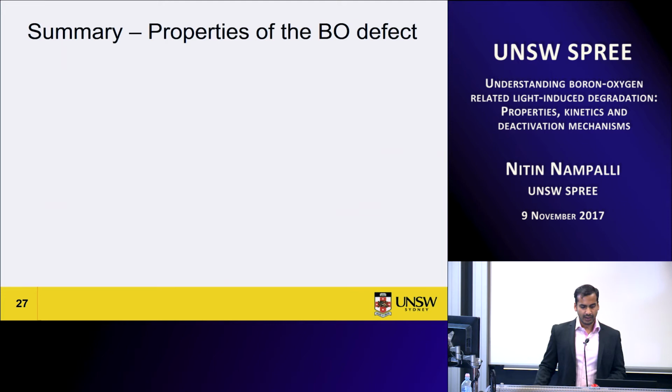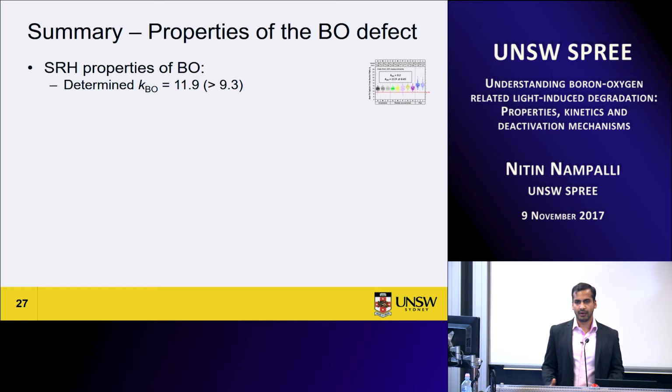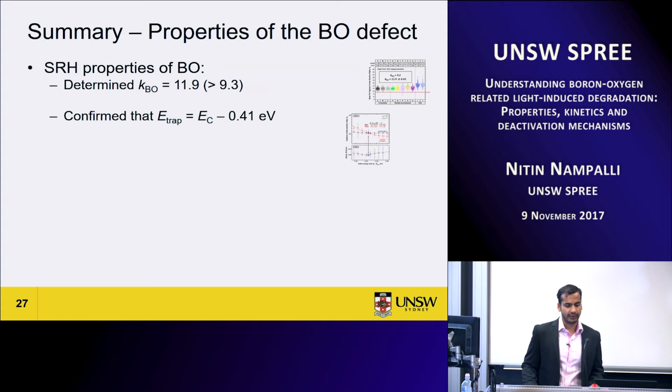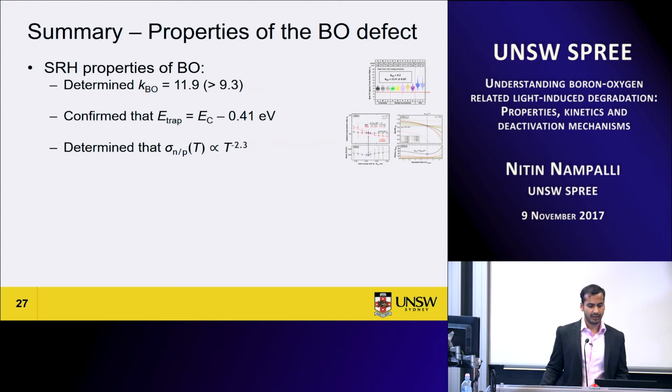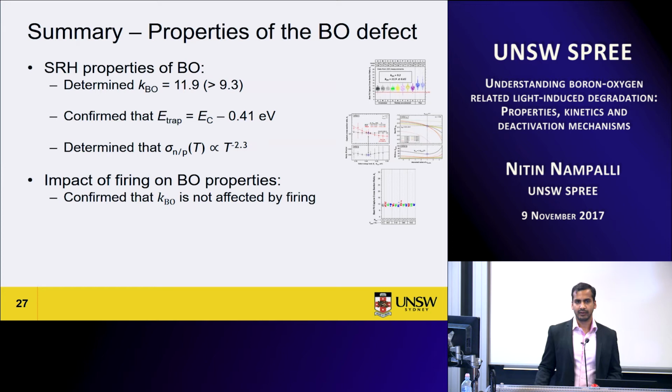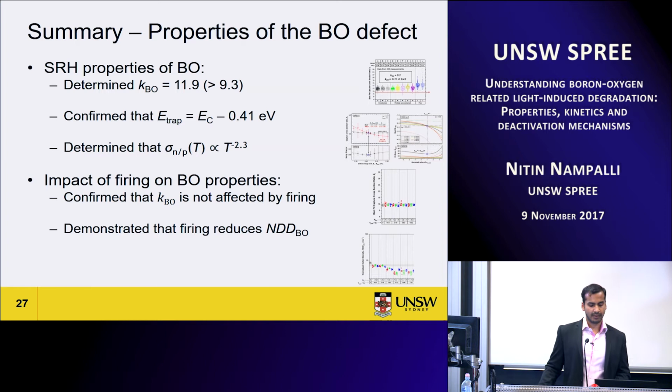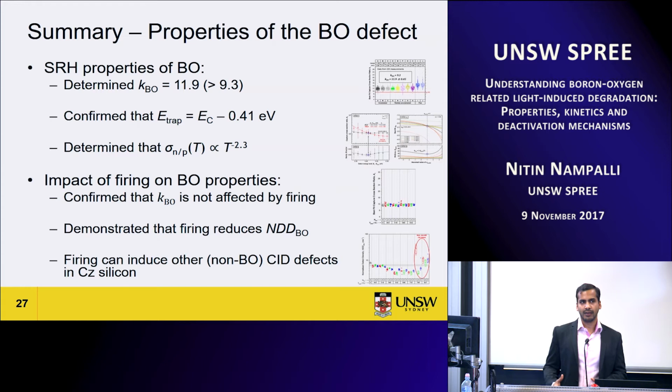To summarize, I've shown you that the capture cross-section ratio of the boron-oxygen defect is higher than what was previously thought in the literature. However, the trap level is consistent with what people determined previously. I also determined the temperature dependence of the capture cross-sections and confirmed that firing doesn't really affect the capture cross-section ratio. However, it does have an effect on the NDD. Specifically, firing reduces NDD, and increasing firing temperatures reduce NDD further. But above 650, even in CZ silicon, you start getting this new CID defect.